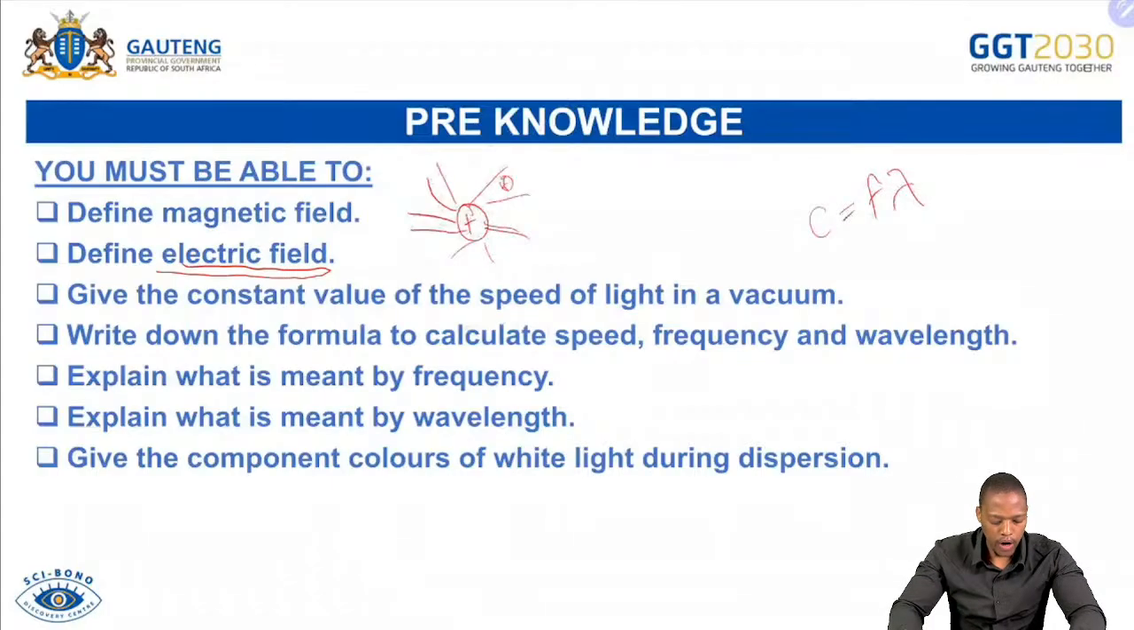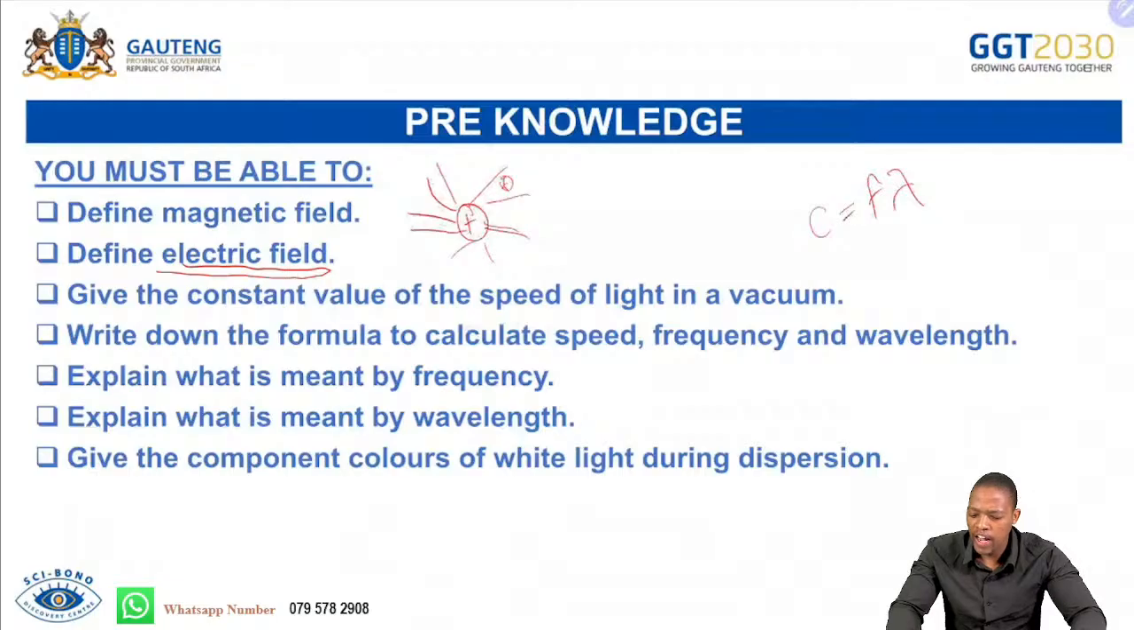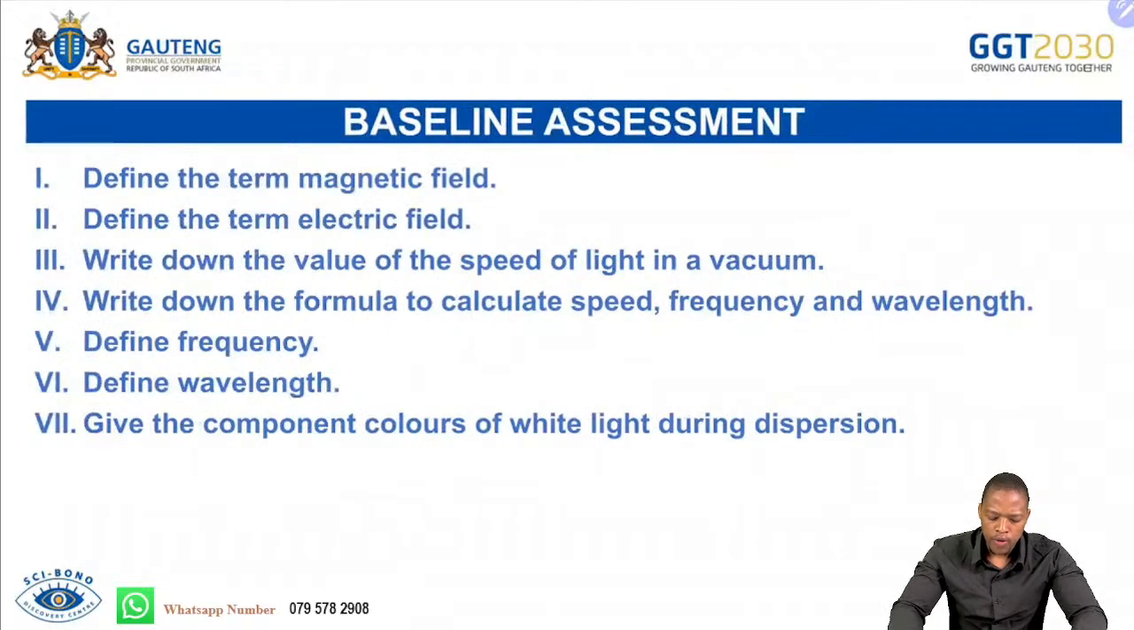Okay, all right. We should be able to explain what is meant by frequency, things that we also looked at last week, be able to explain a wavelength, and we should be able to give the component colors of white light during dispersion. Again, some of the things that we looked at last week. So we'll come in with that knowledge to today's lesson. Okay, so to just ascertain whether people are able to give those definitions, we have just a small baseline assessment here with the questions as follows.